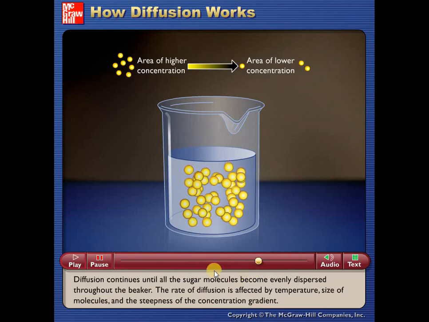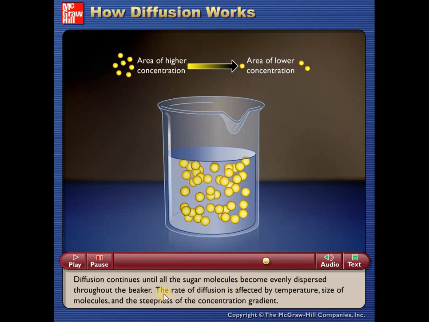So, ano yung mga factors na nakaka-apekto sa rate of diffusion? Again, dito guys, paki-take note dito. So, you have there, the rate of diffusion is affected by temperature, size of molecules, at saka yung steepness of concentration gradient or yung difference ng concentration gradient. So, paano ba nakaka-apekto yung temperature sa rate of diffusion or kung gaano kabilis yung diffusion?